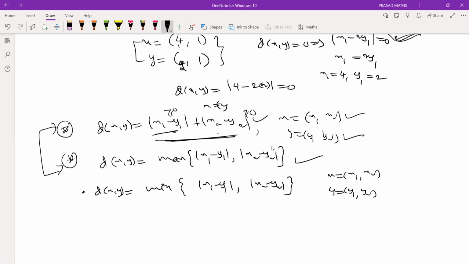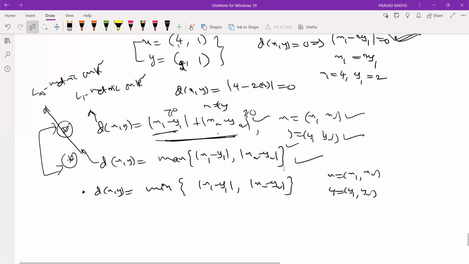These two are standard, right? This is the L1 metric. Simply one can call it an L1 metric on R2. This other one is nothing but the L infinity metric. These are standard metrics. Proving them takes time, so they are standard metrics. So the question is, the minimum of mod of x1 minus y1 and mod of x2 minus y2, is it a metric?